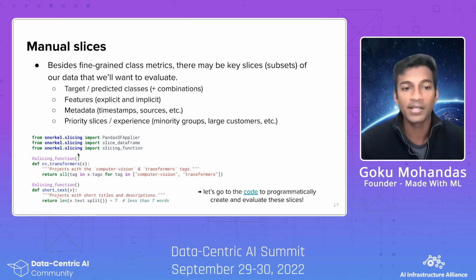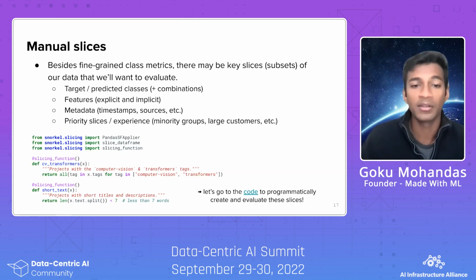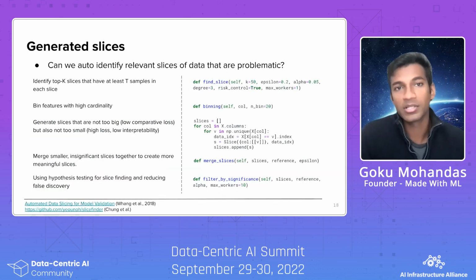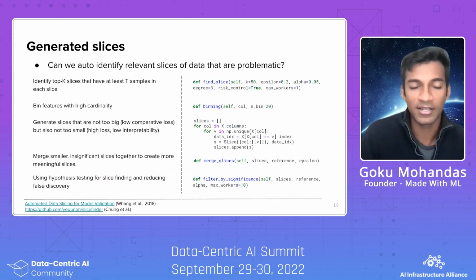So you can create as many slices as you want, whatever is important and meaningful to you, so you can identify errors before actually putting things in production. But once you have these slices, you can get the metrics very easily by just applying them on the data frames there. Now, the issue with manual slices is that you need to know what slices to actually create.